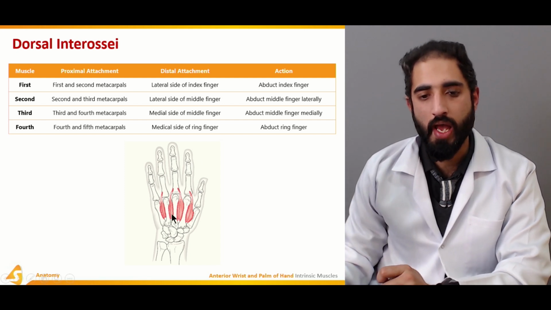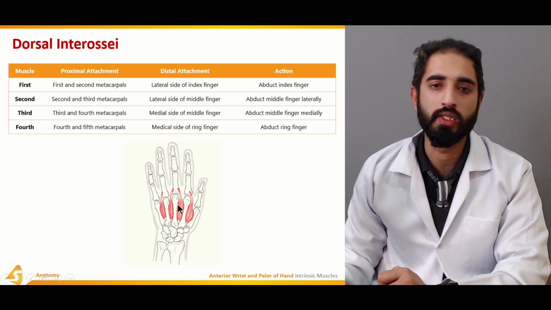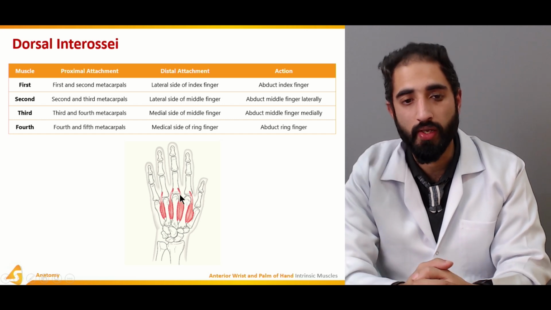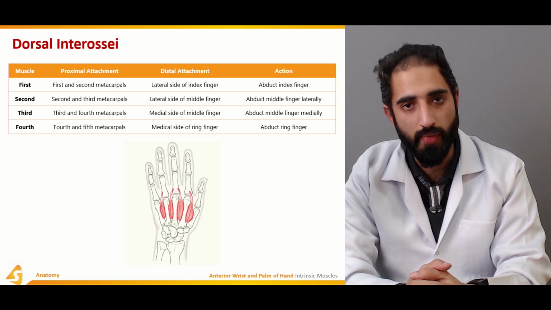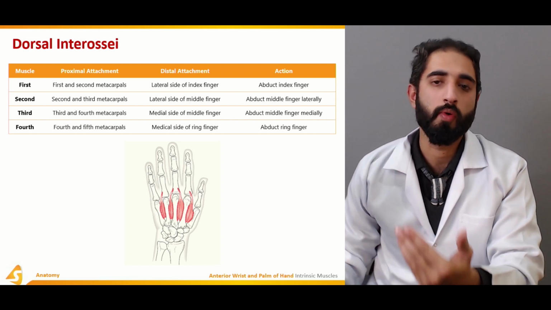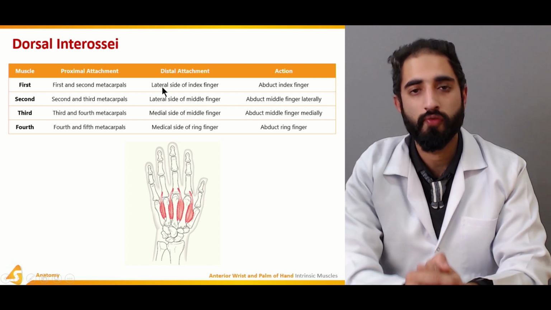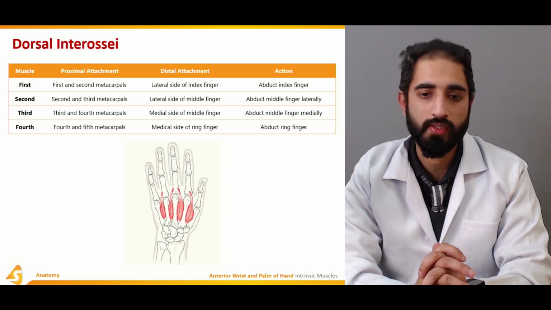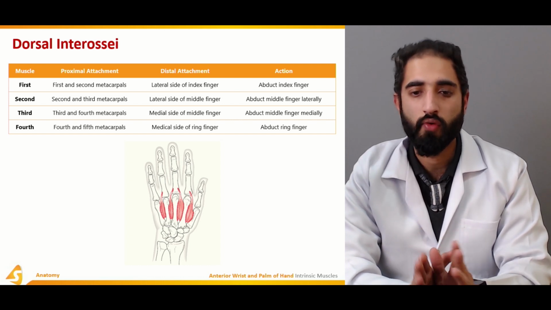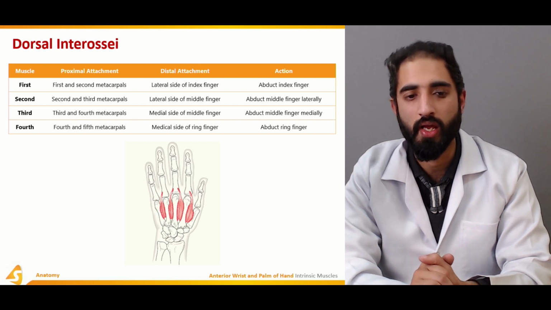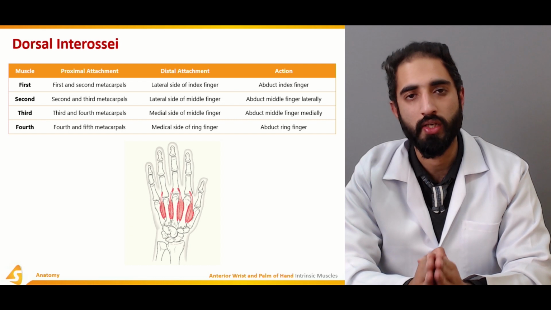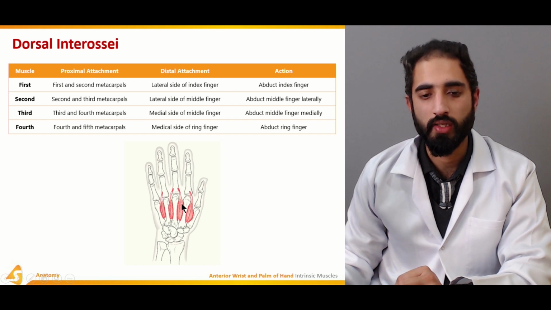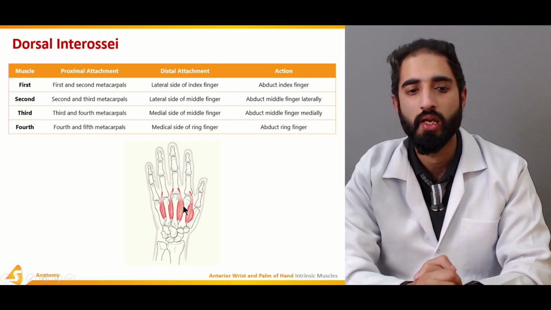As we can see, the second and third interossei both have their attachments with the middle finger, or the third metacarpal. Similarly, if we talk about the distal attachment, for the first dorsal interosseous it is the lateral side of the index finger. For the second it is the lateral side of the middle finger. For the third it's the medial side of the middle finger, and for the fourth dorsal interosseous it is the medial side of the ring finger. So we have two of these muscles acting at the middle finger.